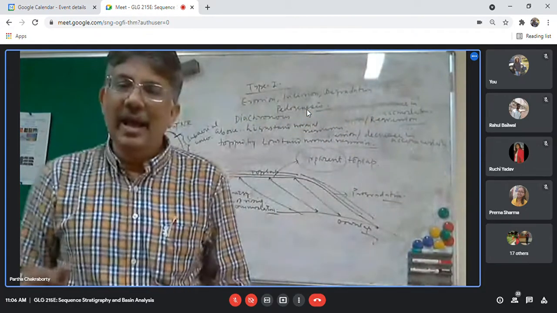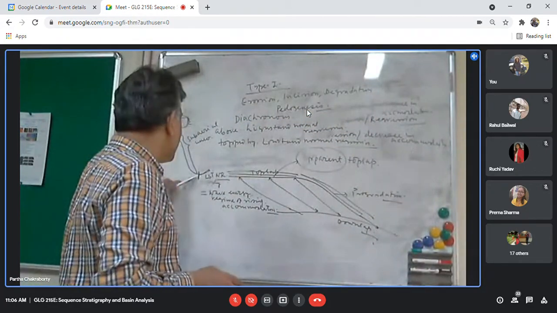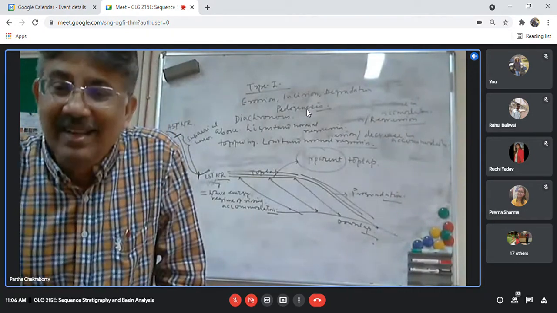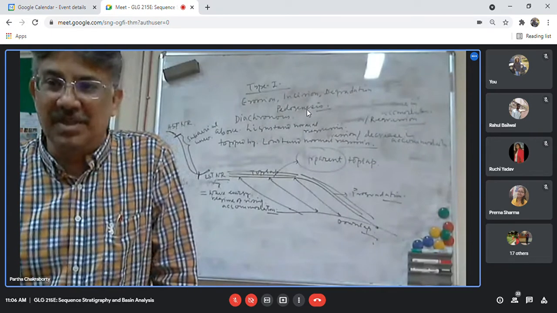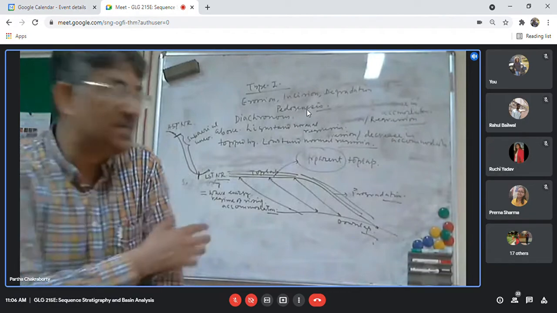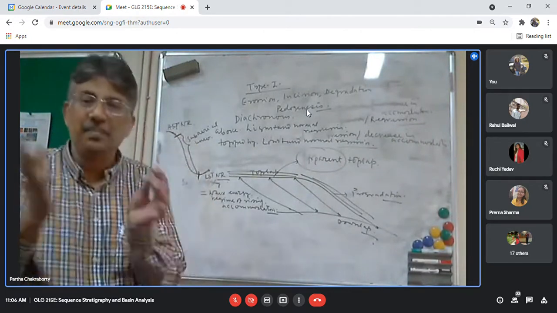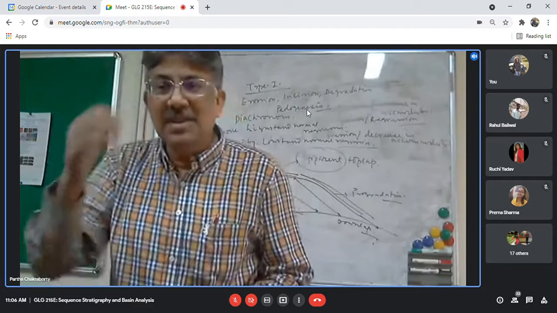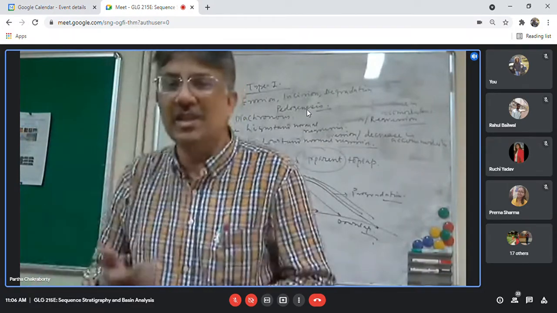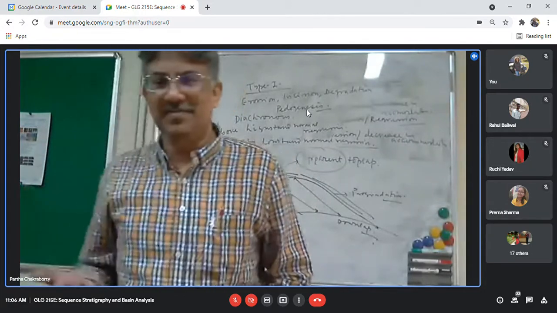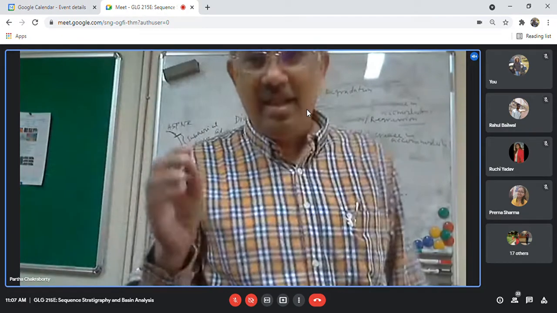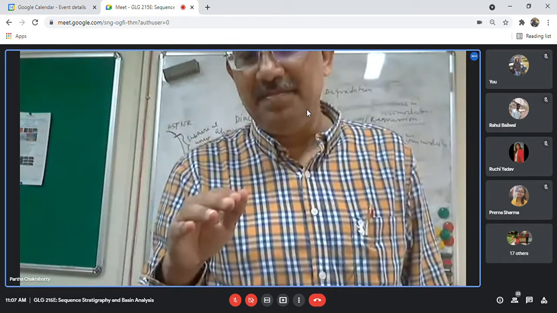If I have a product that is made up of subaerial unconformity, then I can say that it is the product of the entire unconformity period. But if it is actually a product of erosion, incision, and all this, I may not get any product. Am I clear what I am saying?